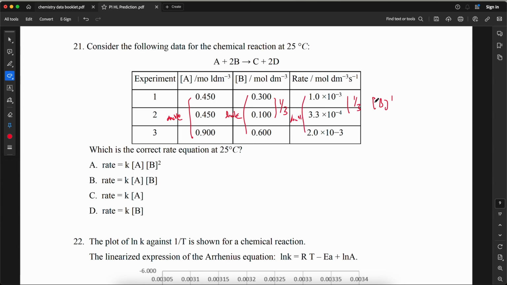However, we already know the order of reaction for B is 1. And if the order of reaction is 1, it means double the concentration, double the rate of reaction. So for A, it will not give any effect, because if this one is already double and this one double, the rate of reaction should be quadruple if the order of A is 1. So the order of A is 0, so the one that will give the effect is only B. That's why the rate of reaction between experiments 1 and 2 is double.